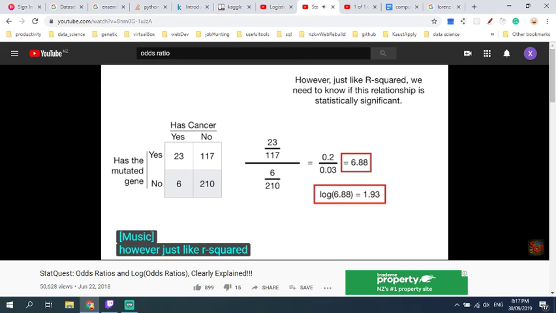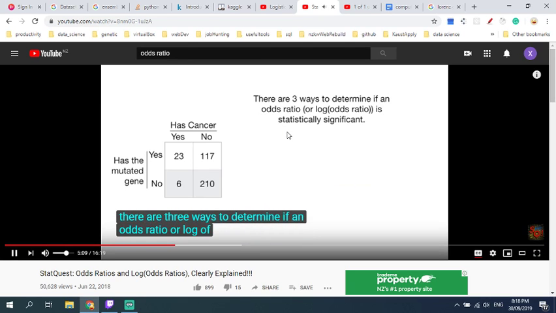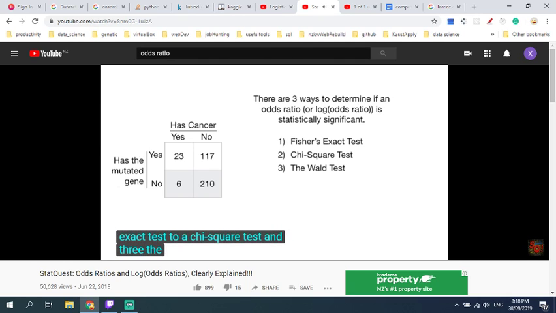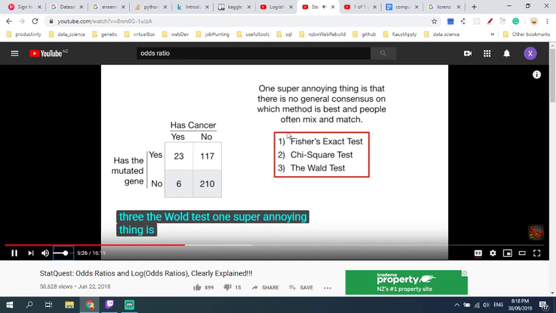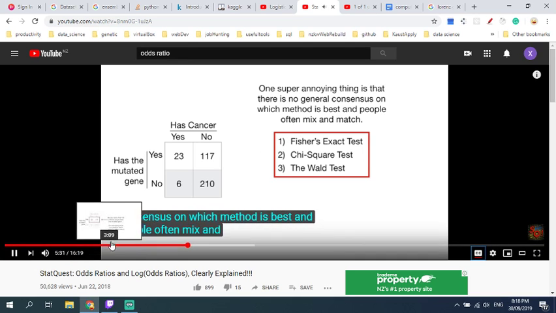However, just like r squared, we need to know if this relationship is statistically significant. So let's do it. There are three ways to determine if an odds ratio, or log of an odds ratio, is statistically significant. 1. Fisher's exact test. 2. A chi-square test. And 3. The Wald test. One super annoying thing is that there is no general consensus on which method is best, and people often mix and match.